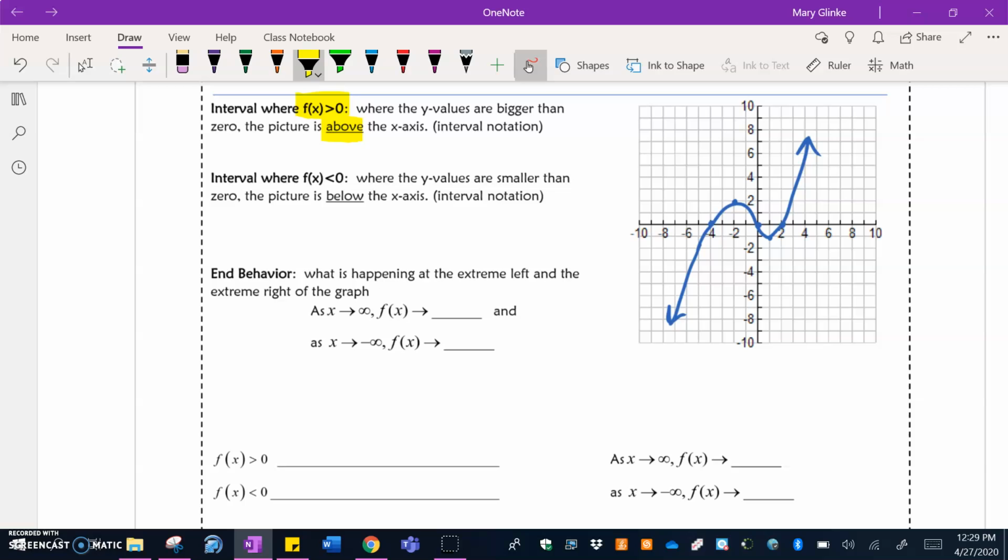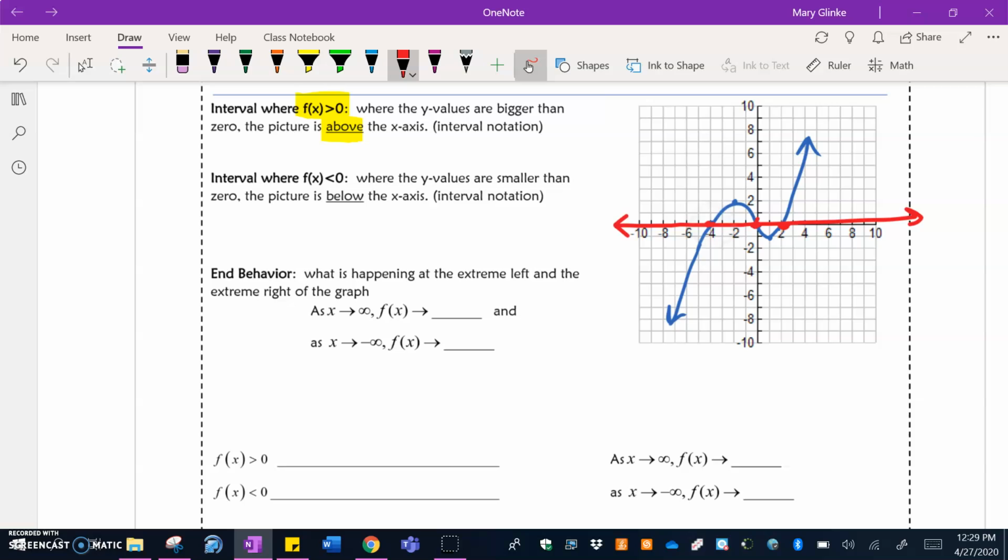It is asking where is your graph above the x-axis. Looking at this, I'm going to draw a line along the x-axis. And you'll notice it actually touches at these intercepts here, -4, 0, and 2. So those are going to be the numbers that we are going to use, -4, 0, and 2. So we are looking for where our graph is above.